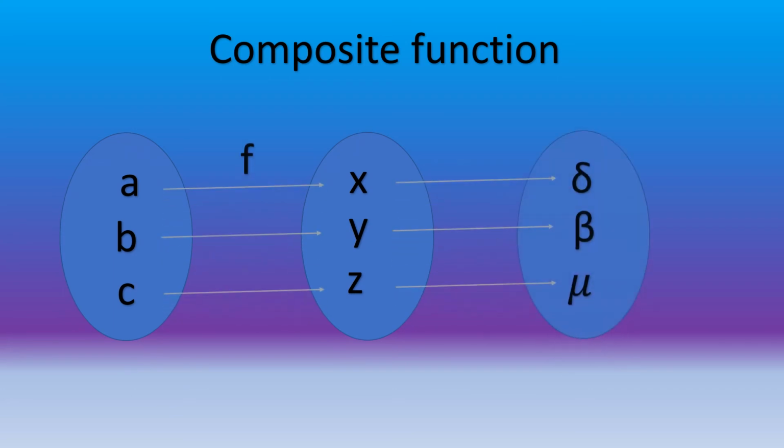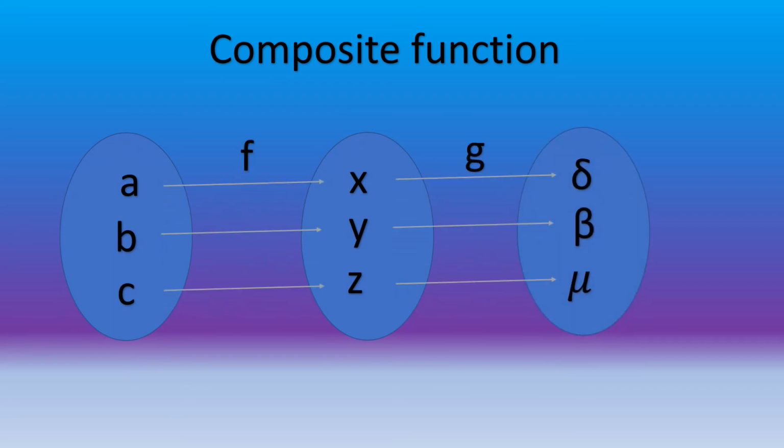Now let's talk about composite functions, because they're often something people find confusing. I'm going to show you that actually we can think about them very straightforwardly. So let's start with two sets, and let's bring in another set. And let's have two functions. So function f links a, b, and c to x, y, and z, and then function g links x, y, and z to these Greek letters, which are delta, beta, and mu.